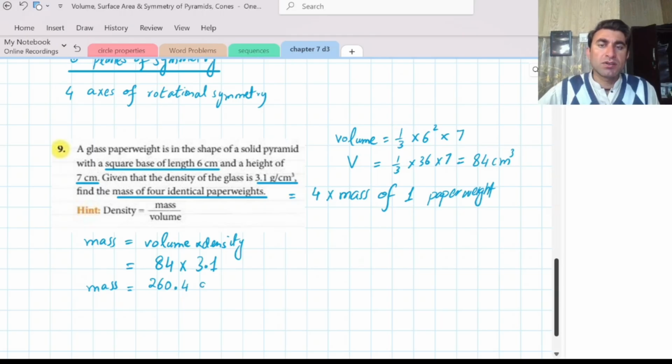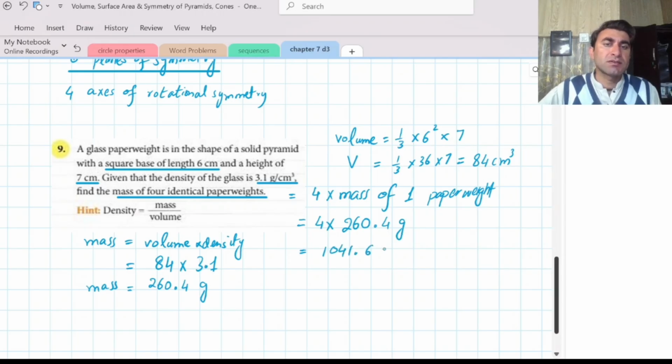260.4 in grams. So that is the mass of one paperweight, and as we need to figure out the mass of 4 paperweights, it will be 4 times 260.4 grams, and that shall become 1041.6 grams. So that is the answer to this question, the mass of 4 identical paperweights. So this was question number 9.